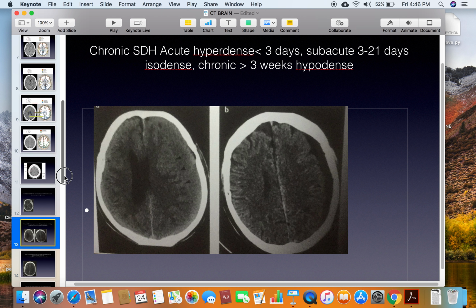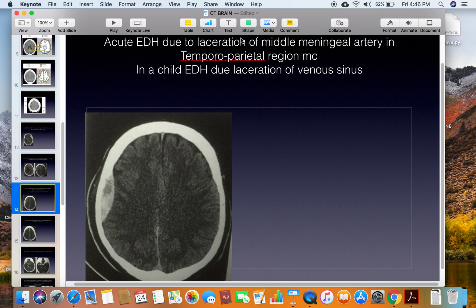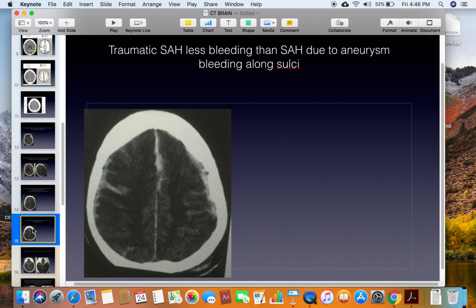My next case is an acute epidural hematoma, which is typically because of laceration of the middle meningeal artery in the temporoparietal region, which is the most common presentation. In children, it can be because of laceration of the venous sinuses.